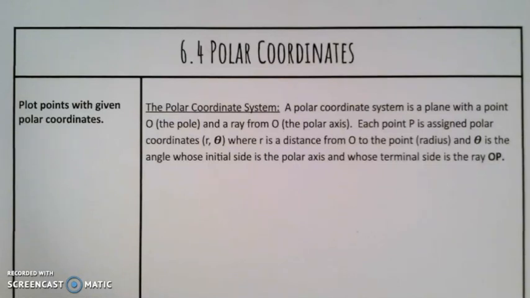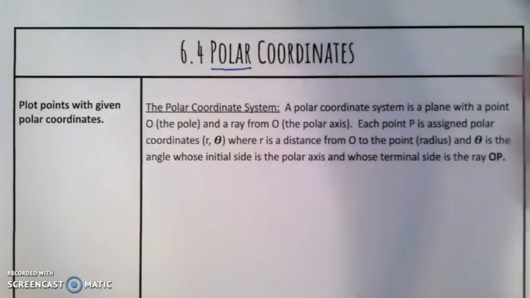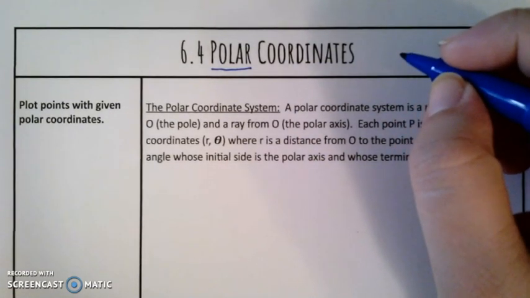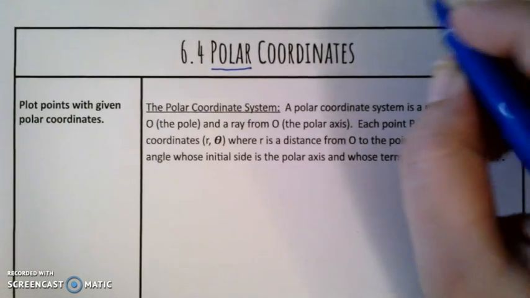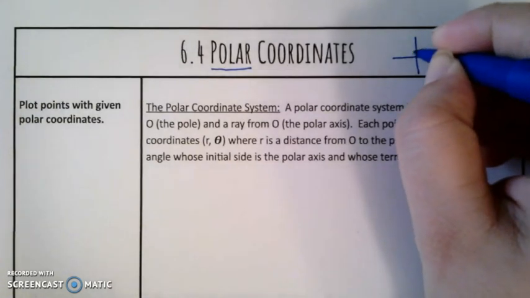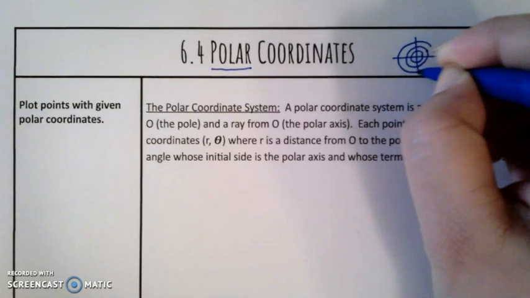All right, 6.4, starting on page 146, we're looking at polar coordinates. Now, polar, kind of like how we have a North Pole and South Pole, means that there's a specific point that things are radiating out from. So in this case, we're looking at kind of a coordinate system, but instead of looking at a grid, we're looking at radiating circles.